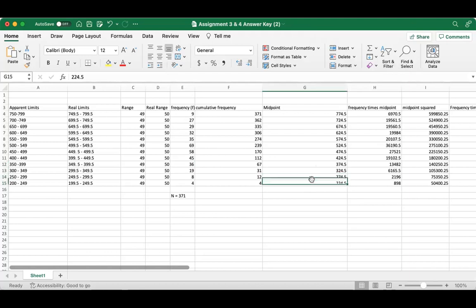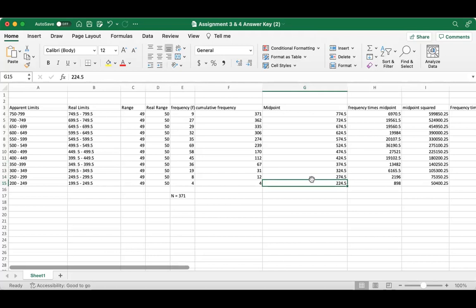Now for the midpoint, you just do the cumulative frequency divided by 2. So what would the midpoint be? Is that what it is though? So the midpoint, the range is 50, right? 25. That's right. So it's all 25? Not quite. What do we do with the 25? What do we add it to? We add it to the bottom real limit to get the midpoint.